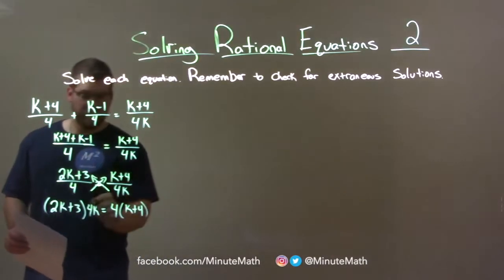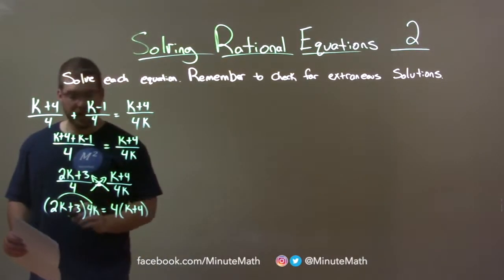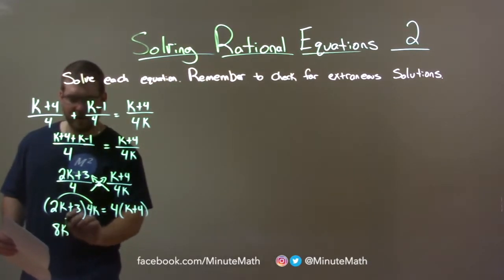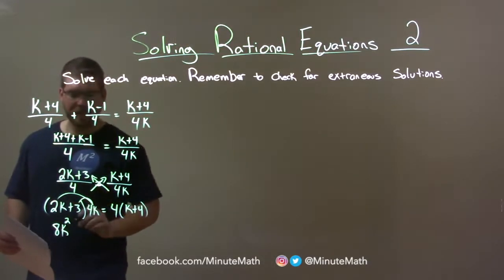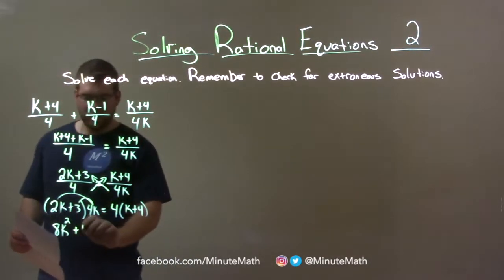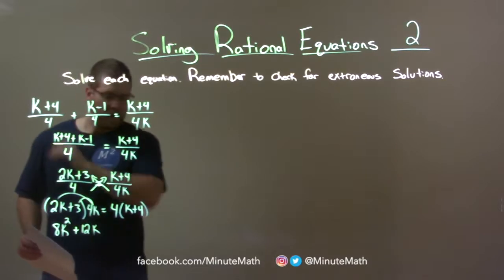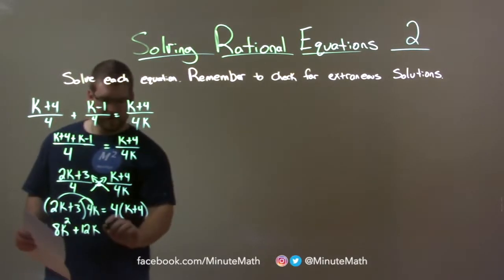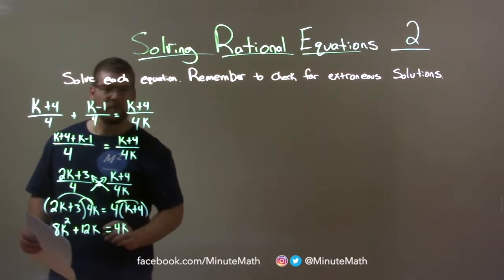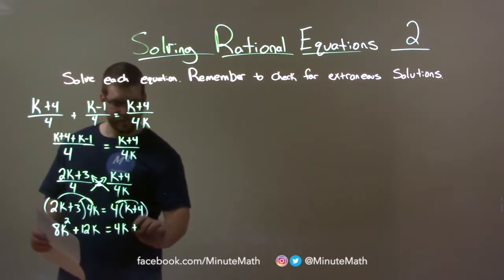So now let's multiply this out. Distribute, right? 4k needs to be multiplied by the 2k, and 4 times 2 is 8, and so we have 8k squared. Then 4k times the 3 here, and that's going to be a plus 12k. Now we do the same thing with the 4. 4 times k is 4k, and 4 times 4 is 16.